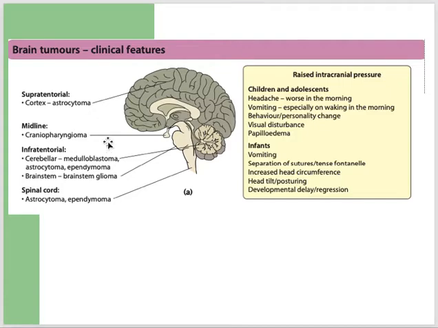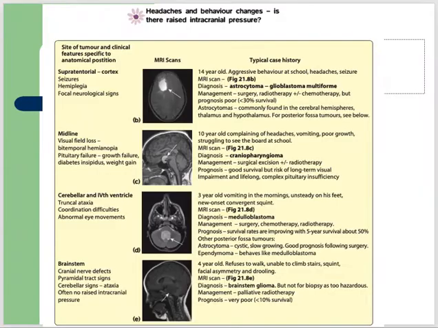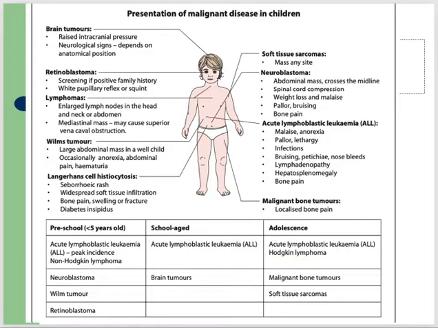But remember, brain tumors cause raised intracranial pressure, and they present with the same things: headache, vomiting, behavioral or personality changes, visual disturbances, papilloedema. They have more vomiting and all these things. And these are the types of tumors: supratentorial tumors, midline tumors, infratentorial tumors and spinal cord tumors, right? And again, you can see over here a typical case history as written, and they have shown you MRI scans.